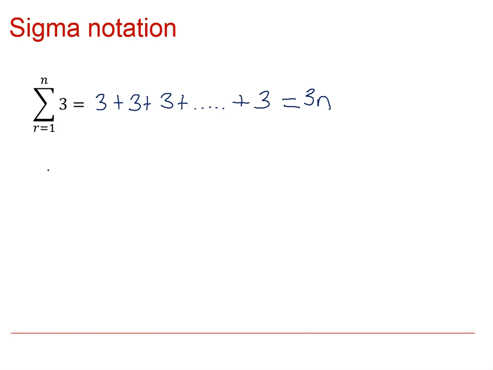And this is really helpful because this leads us to the general solution that if we have the sum from r equals 1 to n of 1, so the sum of 1's, that's just going to be n. This is an important one to remember.